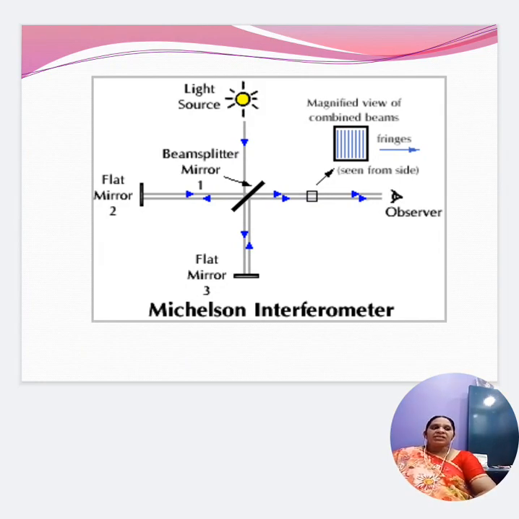This is the Michelson's interferometer. We have the light source, the two flat mirrors placed at right angles to each other, flat mirror 1 and flat mirror 2, and the beam splitter in between. Then we have the observer at the eyepiece, the telescope, where the person can observe the fringe pattern. When the beams constructively interfere, you can observe the fringe pattern. Okay, this is your Michelson's interferometer.